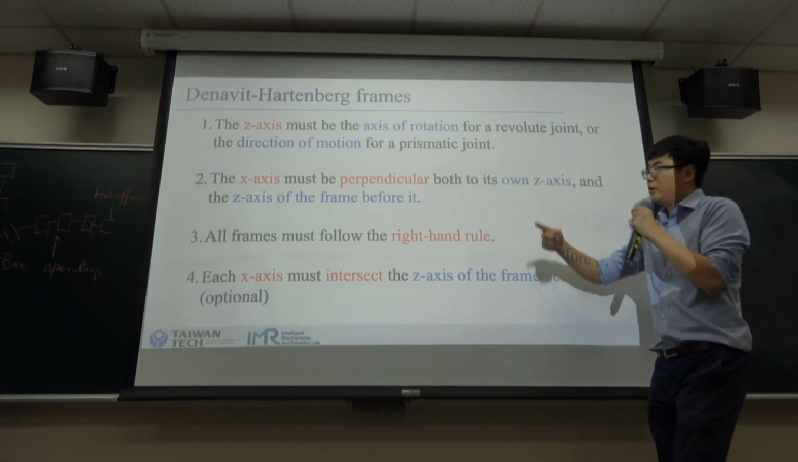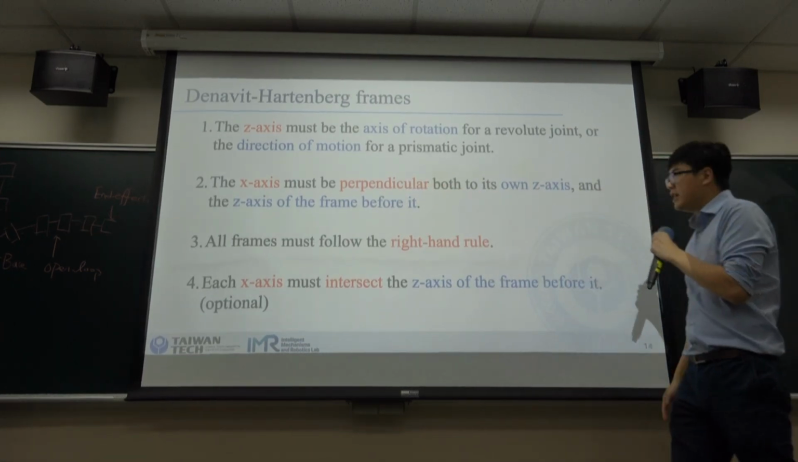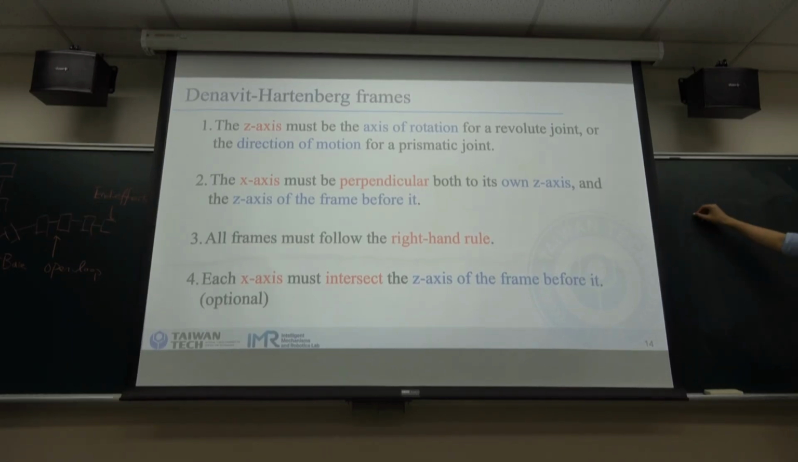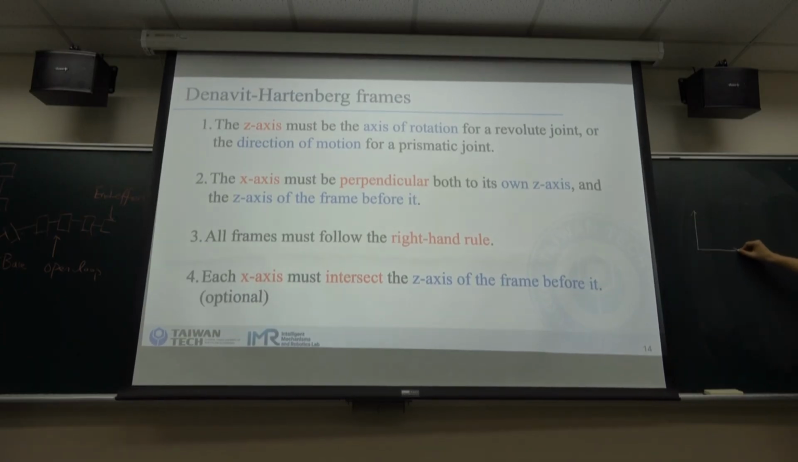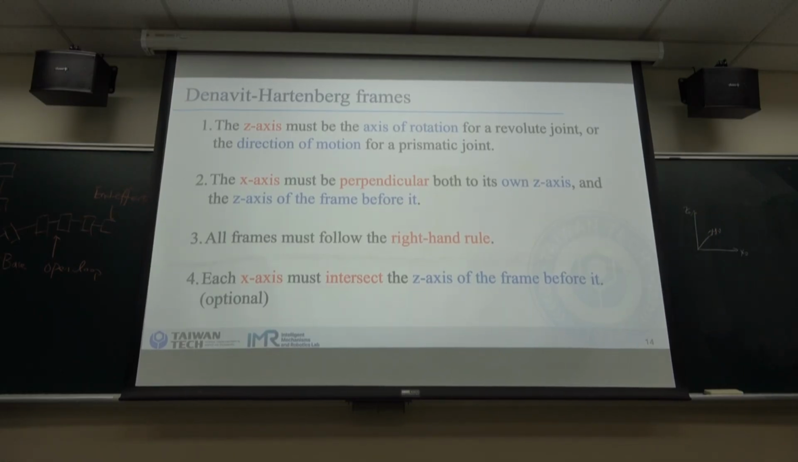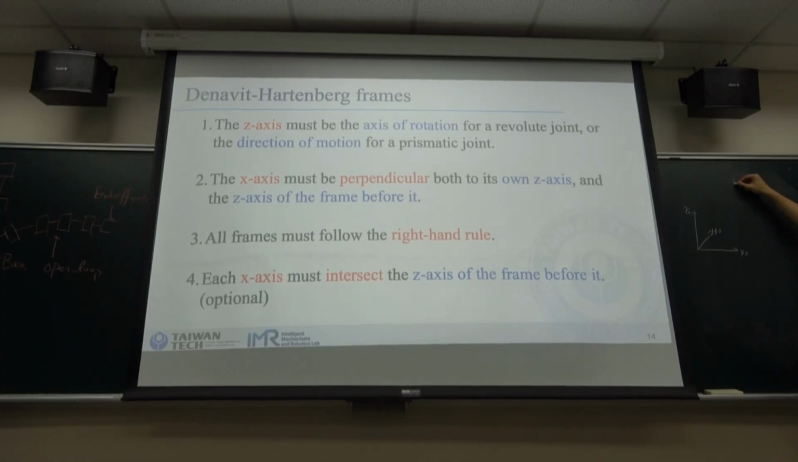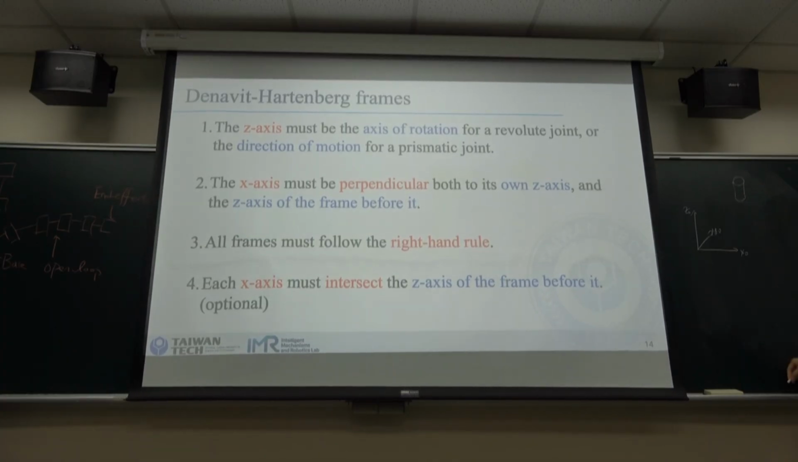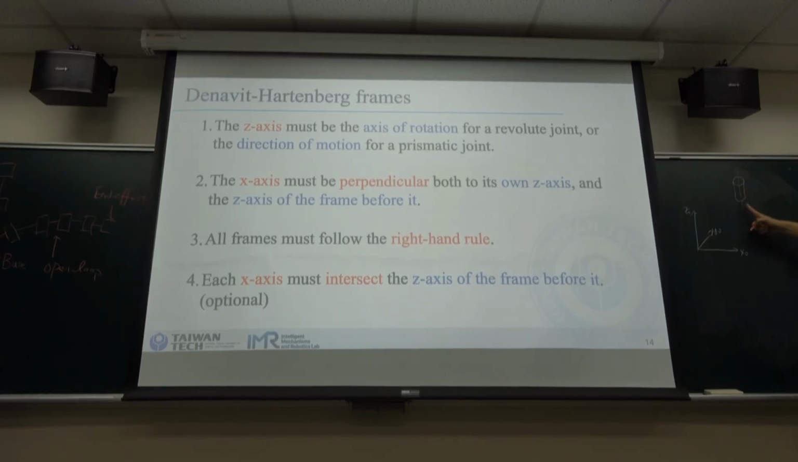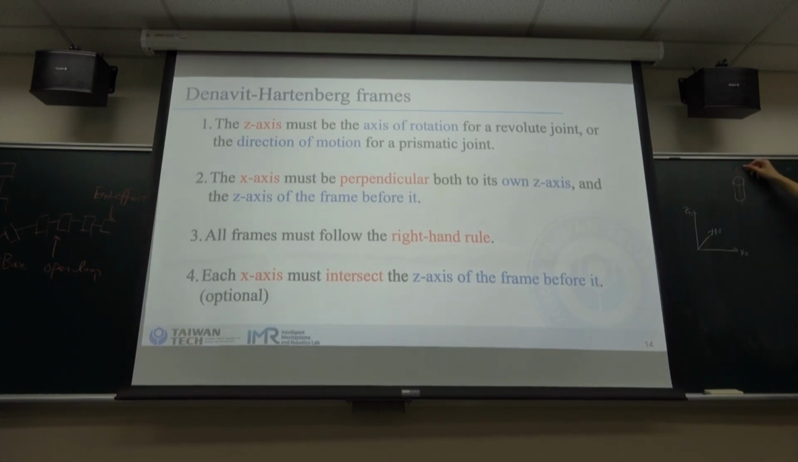So the second rule is the axis must be perpendicular both to its own z-axis and the axis of the frame before it. So what does that mean? If we have z and x, and here is y0, and we have a joint over here, we know that the z1 axis should be collinear with the axis of the joint. So this is z1.